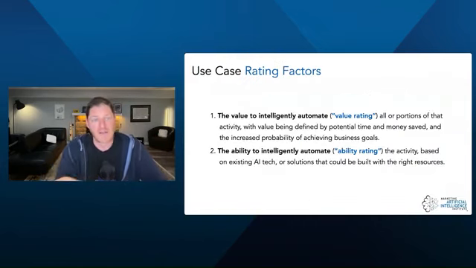Again, value to intelligently automate, you're looking at the things that you could use AI to assist with, and you're considering things like the time and money saved and the better chance you have of achieving a goal. That gives you your 1 to 5 rating. 5 is this would change my life. 1 is not a big deal. And then your ability to intelligently automate: do you actually have the technology, the resources you would need to be able to automate that task?